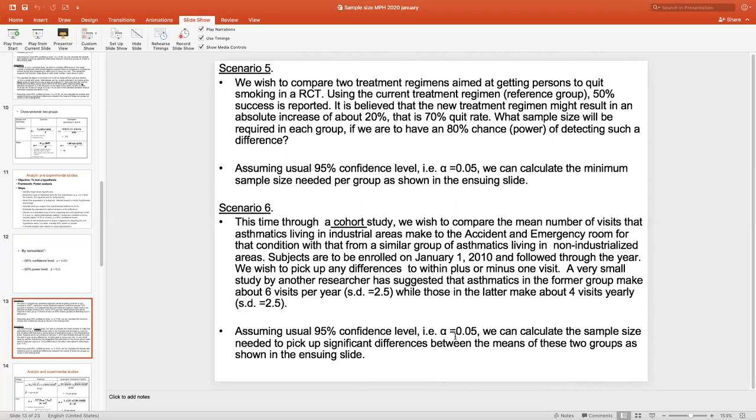Here's an example. We wish to compare two treatment regimens, and I'm modifying my slides as I'm going along and talking, aimed at comparing persons who get, let's say, radiotherapy for a certain cancer versus persons who do not. Under the current regime, persons who do not have a 50% cure rate, I'm making that up, while persons who are going to get this new therapy, the suggestion is that they will have a 70% cure rate. What sample size will you be required in order to carry out this study and be able to pick up a difference and say that a big difference exists in the performance of these treatment therapies?